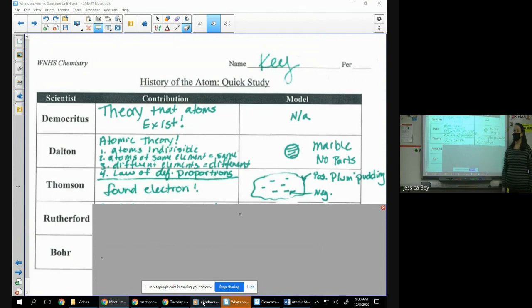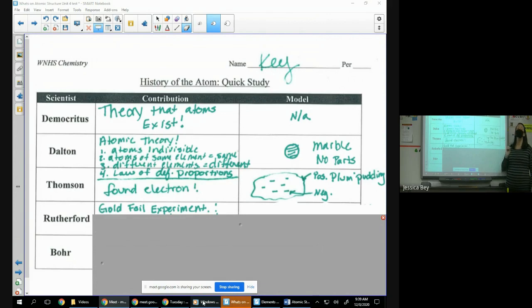Then we had Rutherford come along. He is the only one that I would absolutely know his experiment, because it is a classic foundation experiment that we have in chemistry here. He did the gold foil experiment. And what he did was he basically fired a bunch of bullets at this pudding. And remarkably, he hit something. They didn't think they were going to hit anything, but they did.